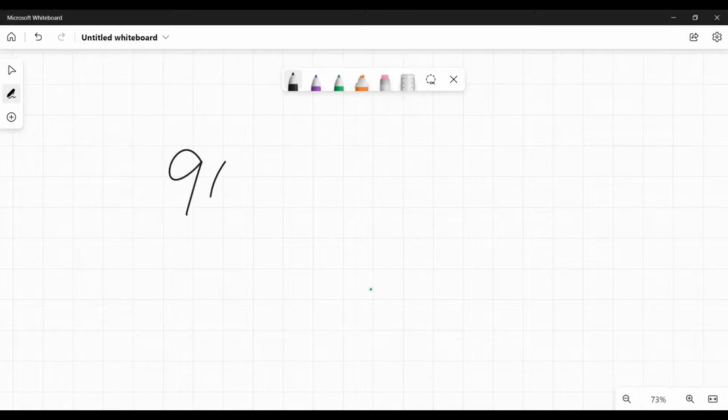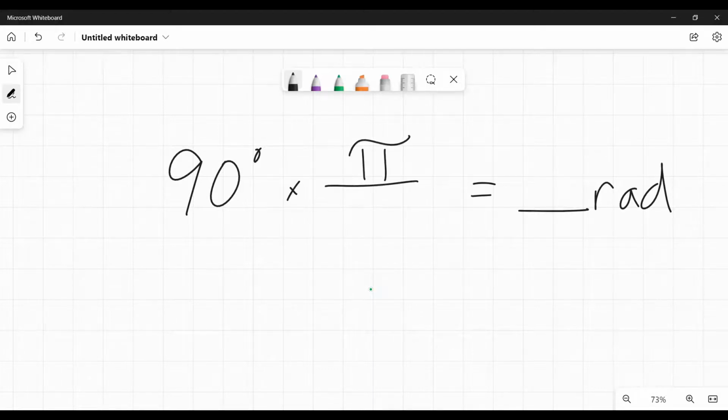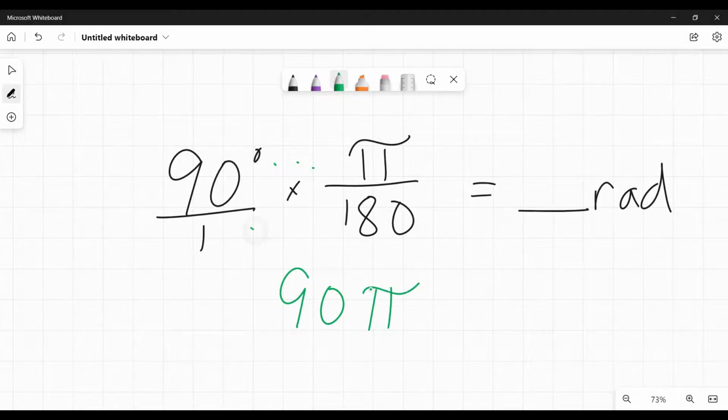So let's say I had 90 degrees and I wanted to know how many radians that would be. Well, my formula says to take that 90 degrees and multiply it by pi over 180. Same sort of thing as before when we have a whole number and we want to multiply it by a fraction. We're going to put it over 1. So 90 times pi on the top gives me 90 pi, and 1 times 180 on the bottom gives me 180.